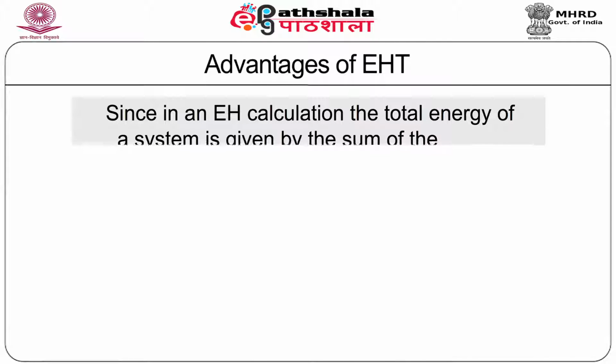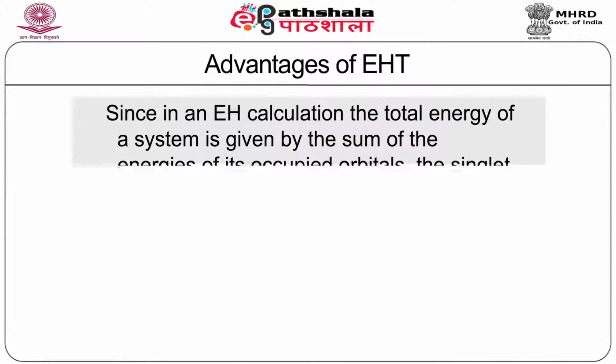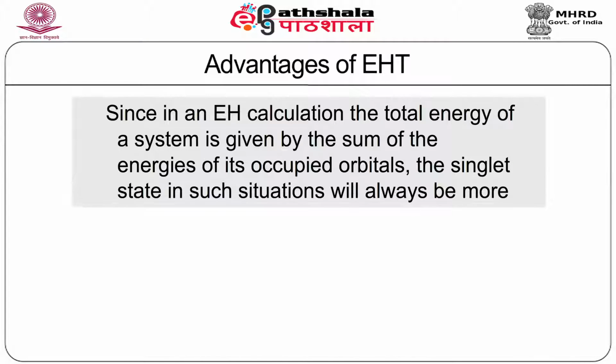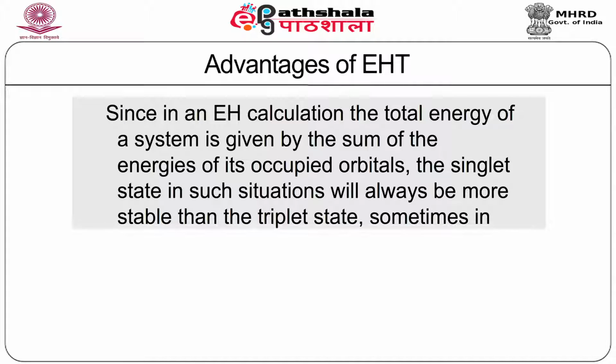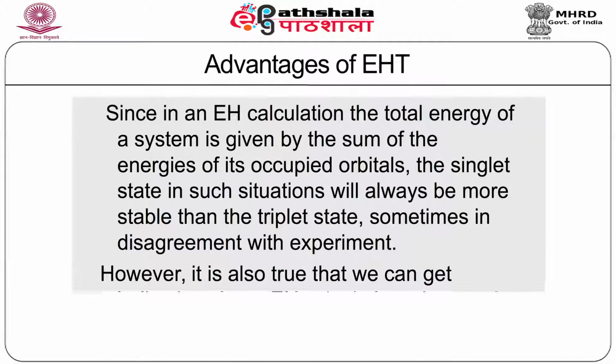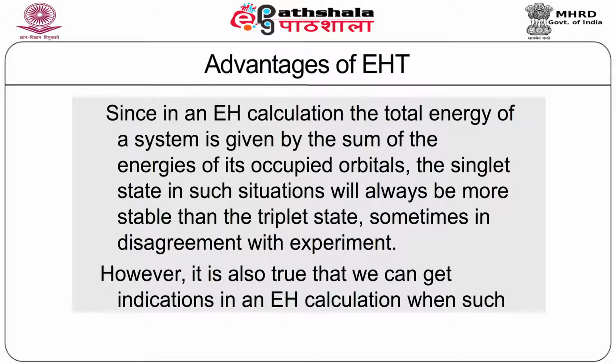Since in an extended Huckel calculation, the total energy of a system is given by the sum of the energies of its occupied orbitals, the singlet state in such situations will always be more stable than the triplet state. And this can sometimes be in disagreement with experiment. However, it is also true that we can get indications in an extended Huckel calculation when such errors are probable.